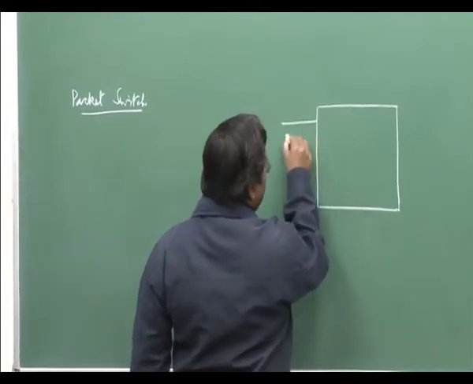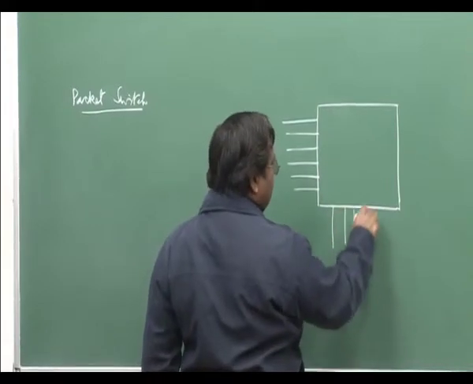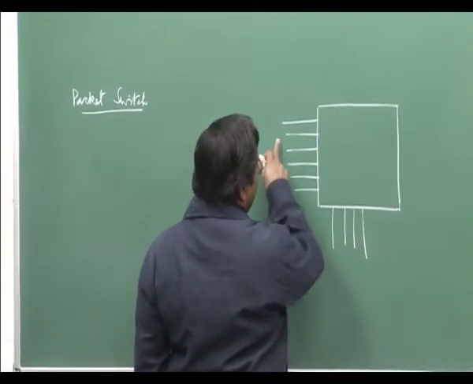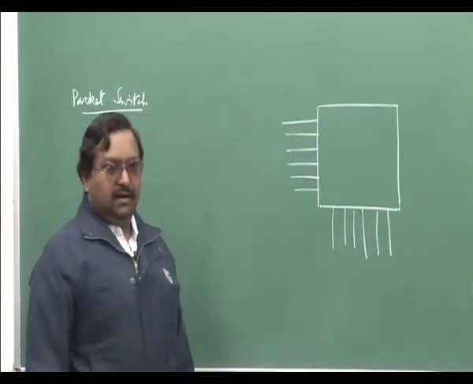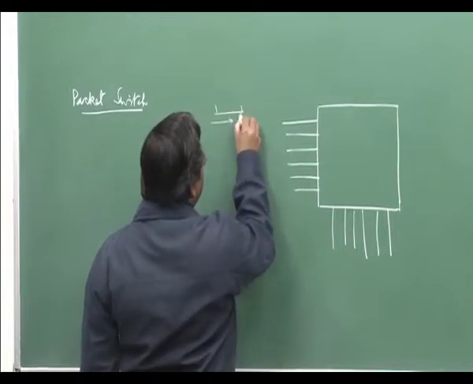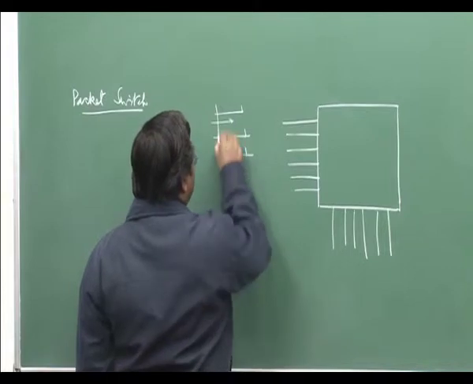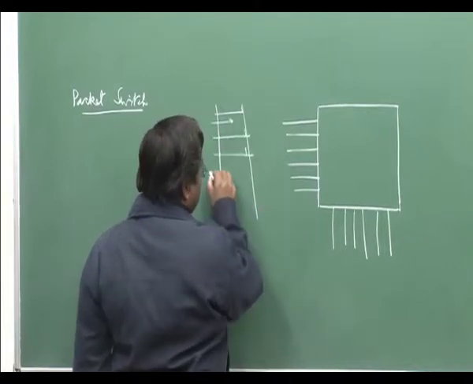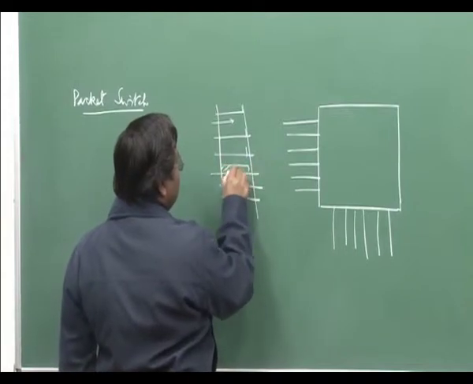Crossbar will have certain number of inputs and will have certain number of outputs. Usually they will be same in number, and we are going to assume that packets are coming on each one of these lines, and they are all synchronized in time. So, these are the packets which have arrived.